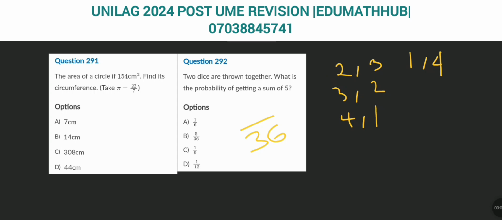So after that, all you need to do is count the options one by one. So the total is 4. There are 4 of them because you have 1, 4, 4, 1, 3, 2, and 2, 3. So just 4 of them. Then our total probability in this case should be 36.